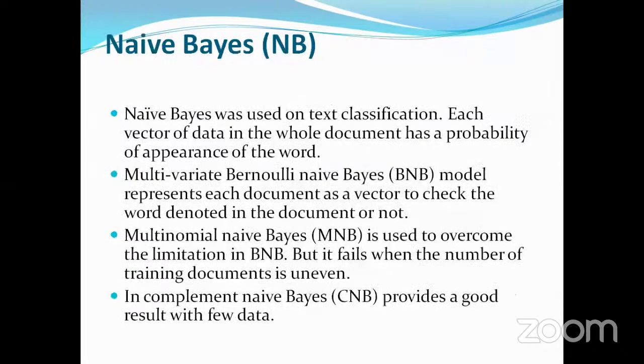Next is the Naive Bayes approach, which we call NB. There are some methods such as multivariate Bernoulli Naive Bayes. Next one is multinomial Naive Bayes, MNB, and then complement Naive Bayes, CNB. These methods are used for finding the difference between real and fake news.